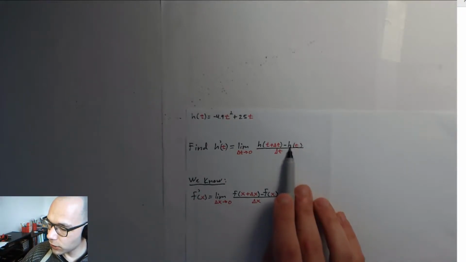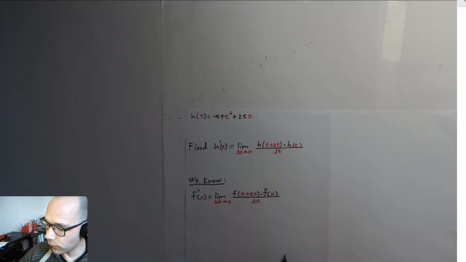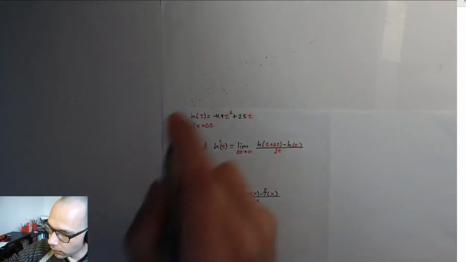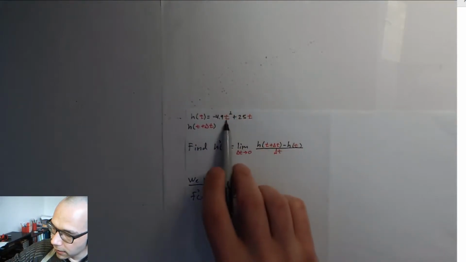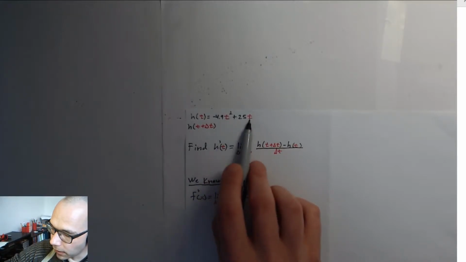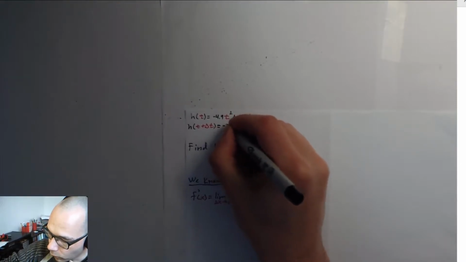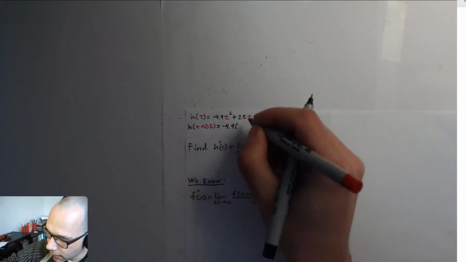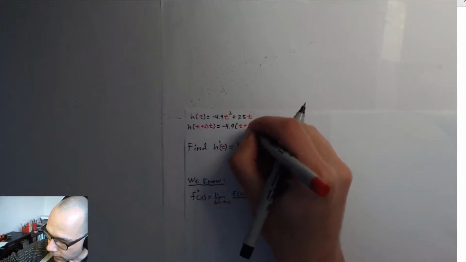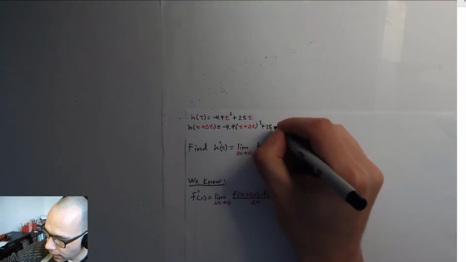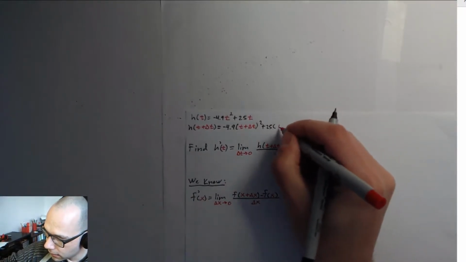We already have the expression for h of t. We have to find the expression for h of t plus delta t, but we already know that it's going to be the same expression as h of t, but we replace all the t's by t plus delta t. So it's just going to be negative 4.9 multiplied by t plus delta t squared plus 25 multiplied by t plus delta t.